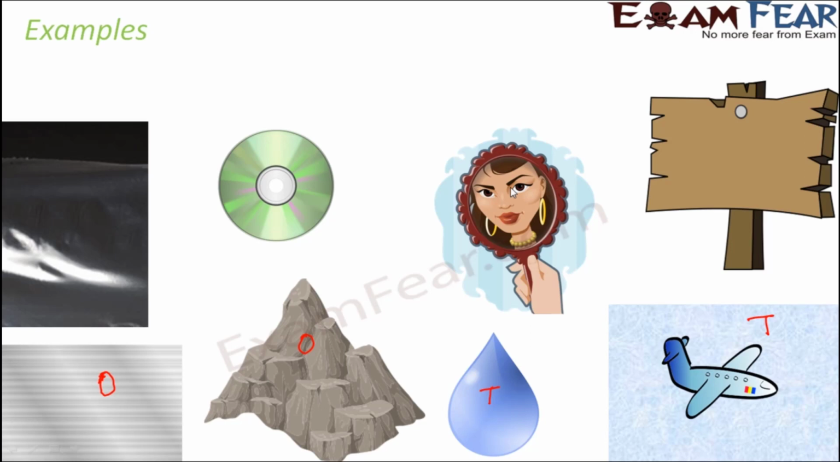Think of a mirror. In a mirror, we can see our faces. That's because the surface is very shiny and smooth, but it doesn't allow light to pass through it because the back surface of the mirror is silvered. So we can see our face on the mirror, but we cannot see objects which are present behind the mirror. So that way, a mirror is also opaque.